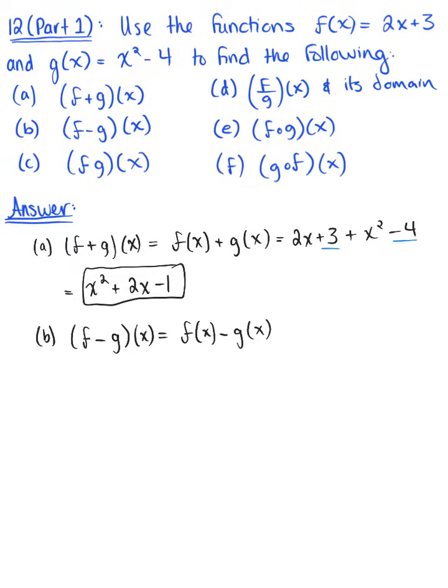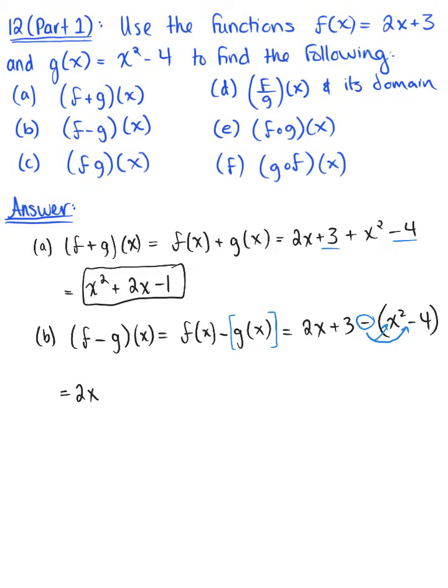And because we're taking the difference here, let's be careful and make sure that we include brackets or parentheses around g of x. And this is to remind us that we need to distribute that negative sign through. So we have 2x plus 3 minus the quantity x squared minus 4. And so again, those parentheses remind us to take this negative and distribute it to both terms, which leaves us with the beautiful final answer.